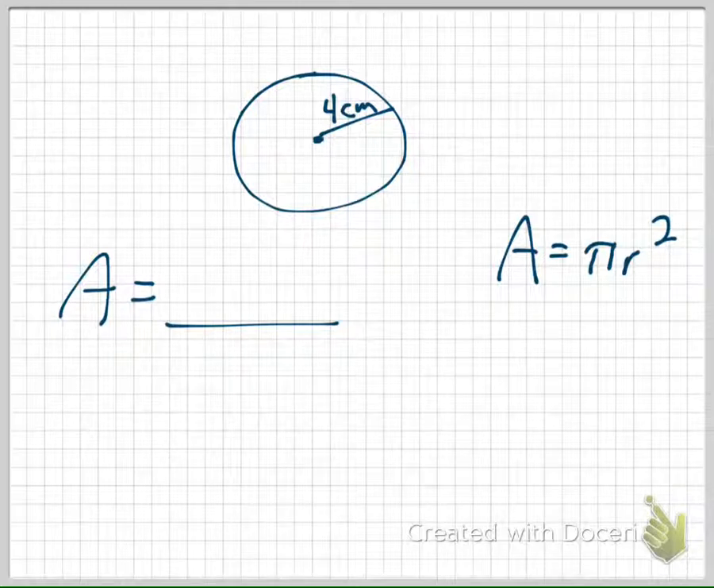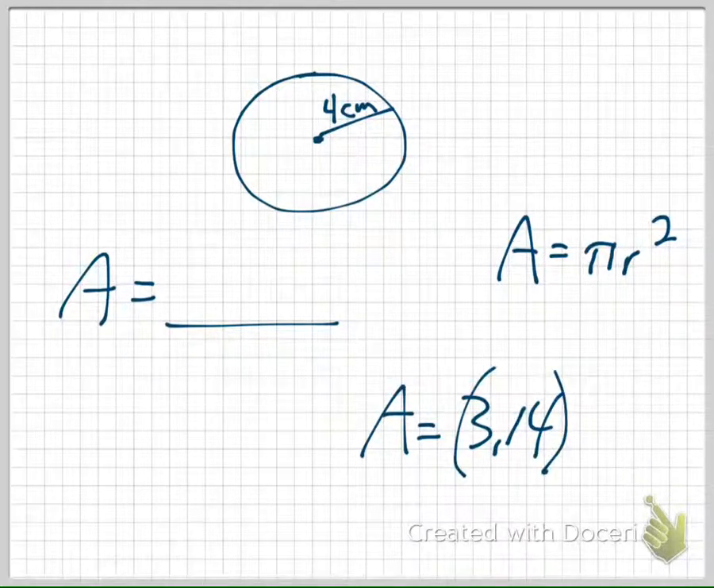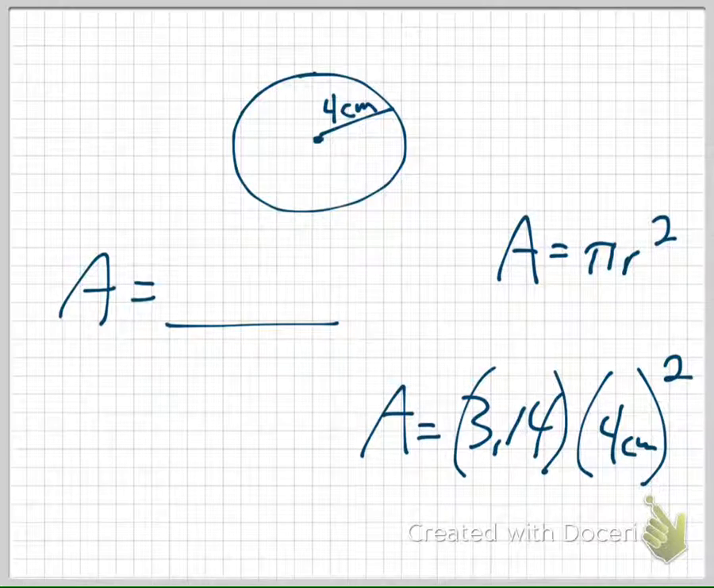What is pi? Times what is the radius? 4 centimeters, squared. What do I do first? Do I do 3.14 times 4 first? Is that the first thing I do? What's the rule?